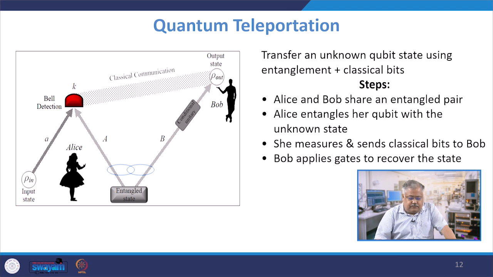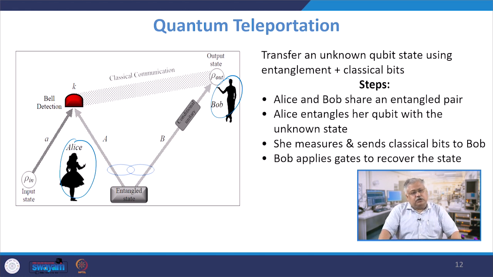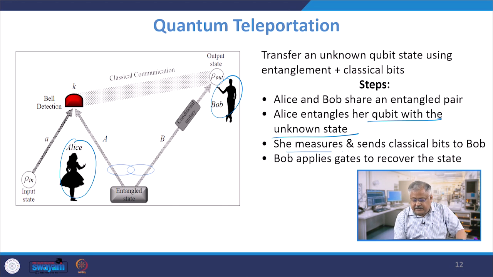Now let us say in this example we have Alice and Bob who share an entangled pair. Sharing an entangled pair means that if Alice does a measurement on her qubit state, she can predict what the state will be at Bob. Similarly, vice versa, if Bob measures the state at his end, he will be able to predict the state of Alice's qubit.